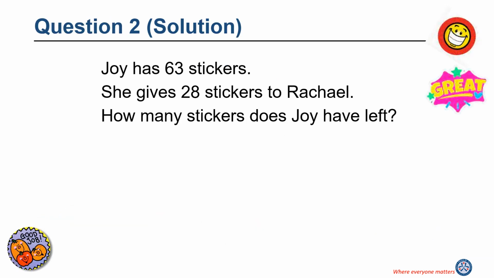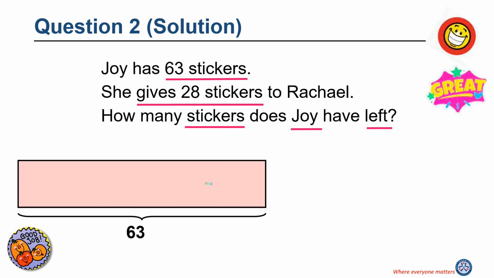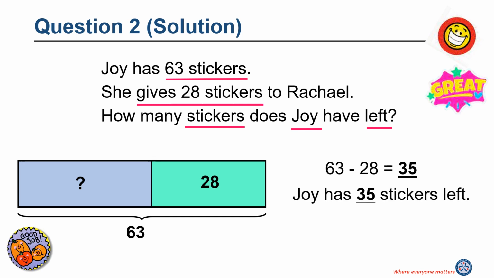In this question, we have to find the end, which is the number of stickers Joy has left after giving some to Rachel. From the model, the part is unknown, so we have to subtract 28 from the whole 63. And the answer is 35. Joy has 35 stickers left.